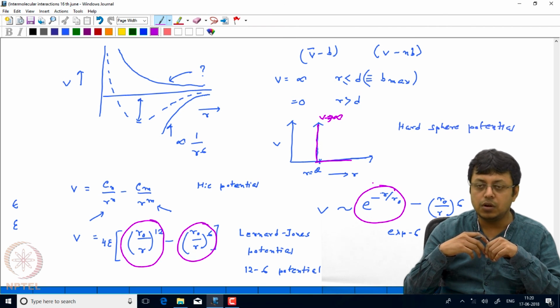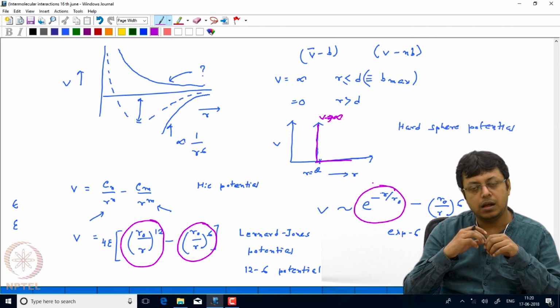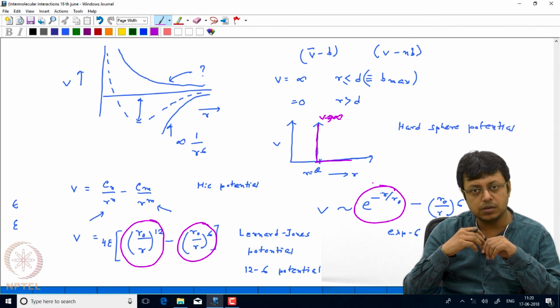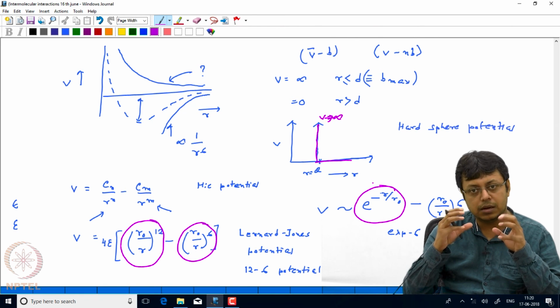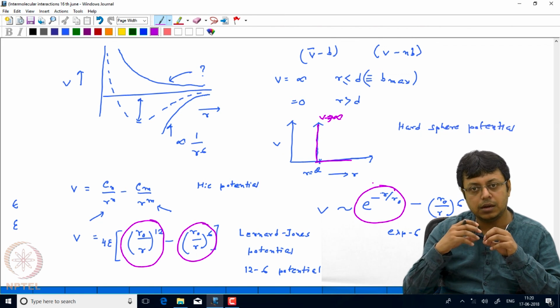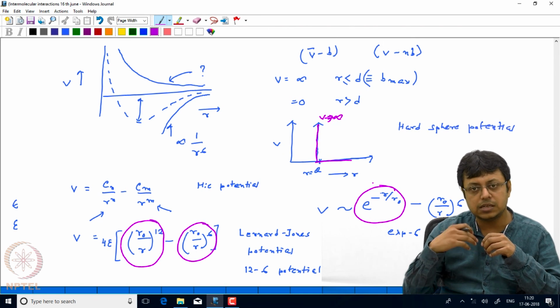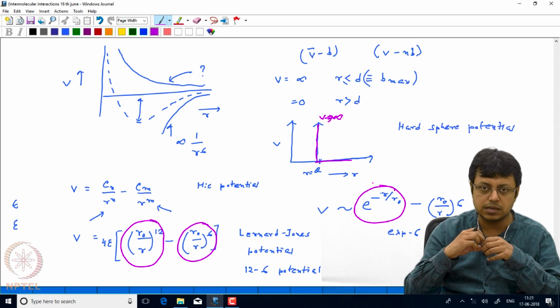So, we gave you an overview of how intermolecular interactions work, and we will give you some problem sets. When you work them out, you will get a clearer picture of how intermolecular interactions work in real life, which give rise to the formation of liquid and solid states.